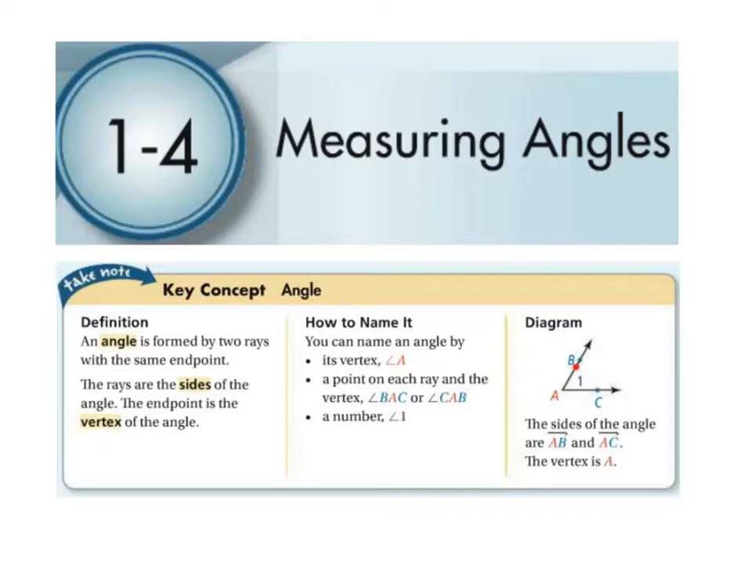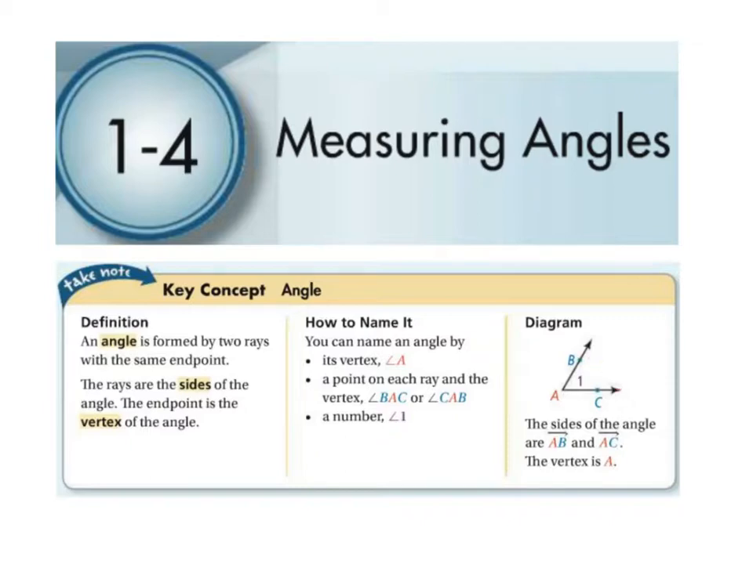You can see right here is a ray and here's another ray. Two rays that have the same endpoint right here, this point A. The rays are the sides of the angles. The endpoint that they share is called the vertex of the angle. Now we can name this angle in numerous ways.